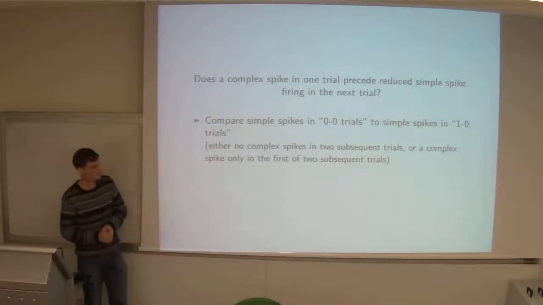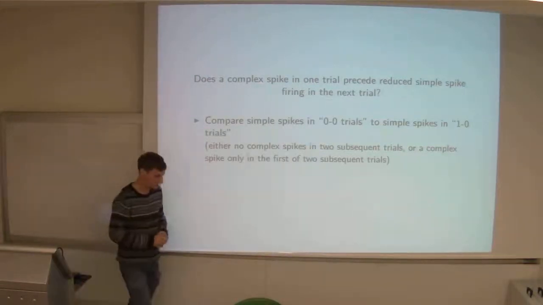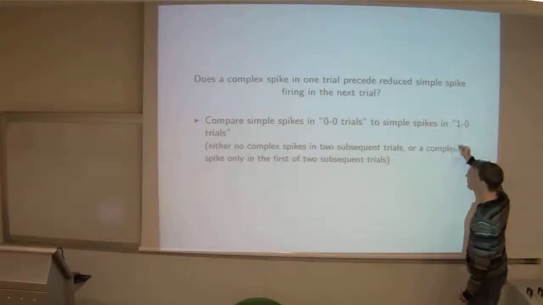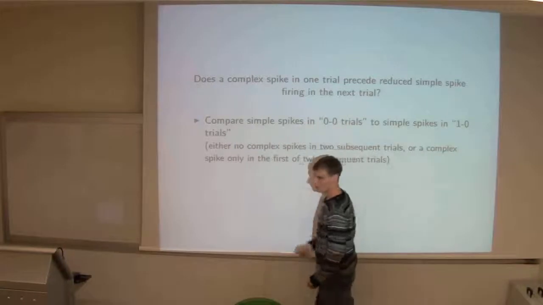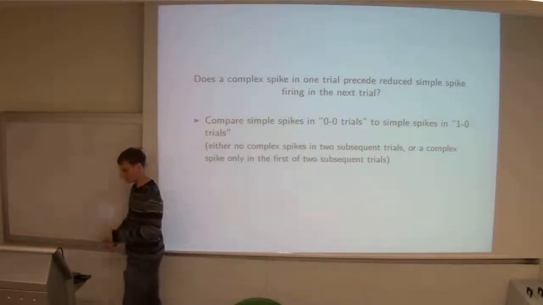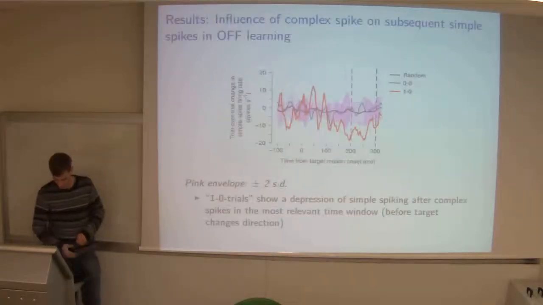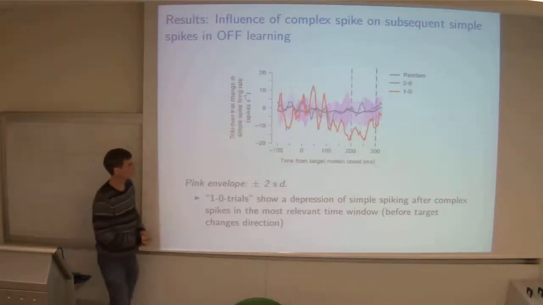And they want to see whether the simple spiking changes more in these trials than in these trials, because complex spikes are supposed to be a mechanism of plasticity. And this is the result. It's a bit ugly.